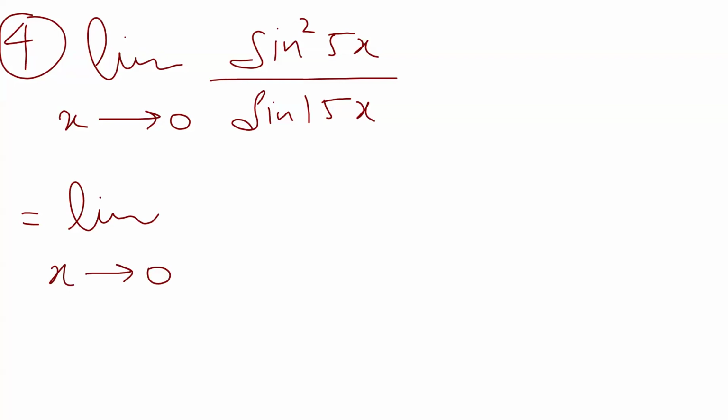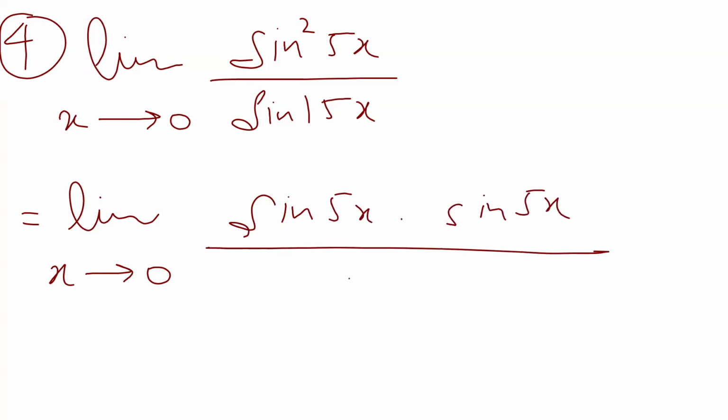There are two sine terms in the numerator. So I'll just write it as sine 5x into sine 5x upon sine 15x. Now I require some answers from you all. And please respond, guys.